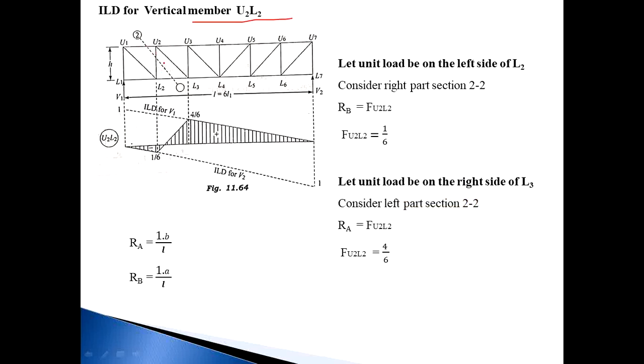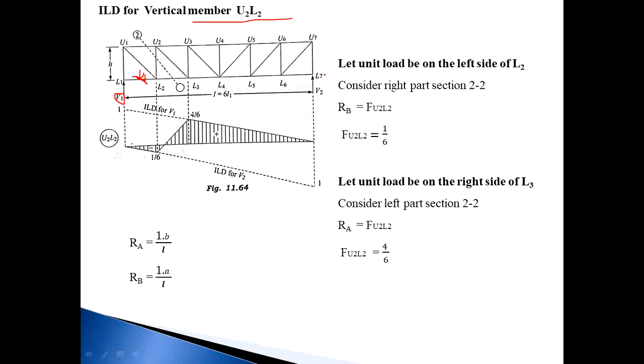Mark a section 2-2 and let the unit load be on the left side of L2. This is the L2 point. Left side means the load lies between L1 and L2, at the left side of the section. Number of forces now is 2: the first one is RA and the second one is the unit load.